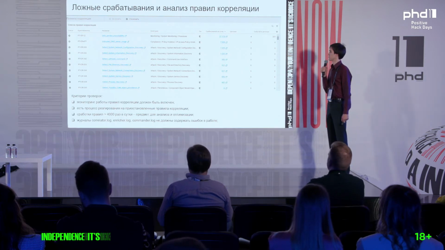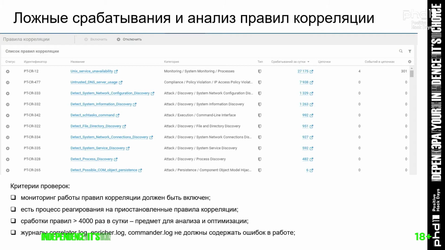This one is about false positives and analysis of correlation rules. What are we focusing on? And I think everybody can do it if they have a SIEM.